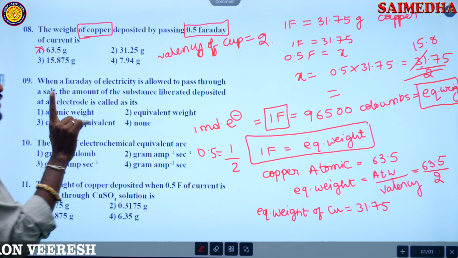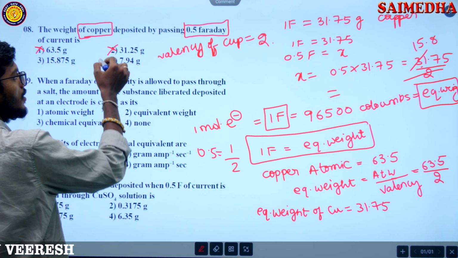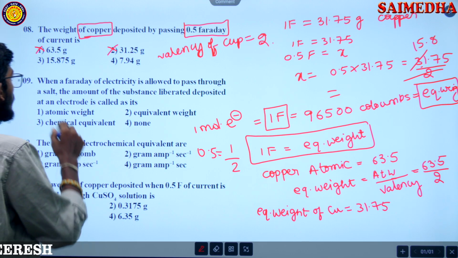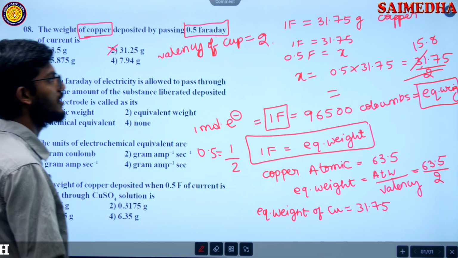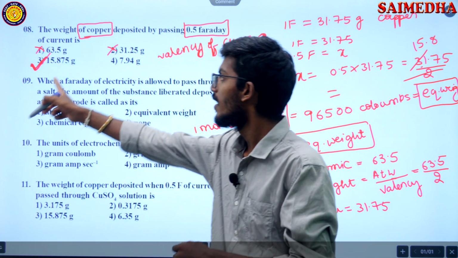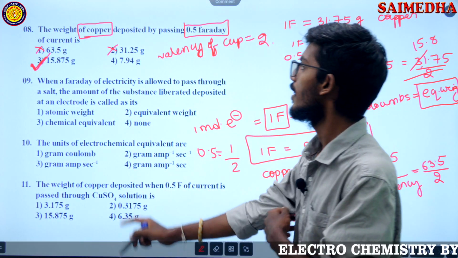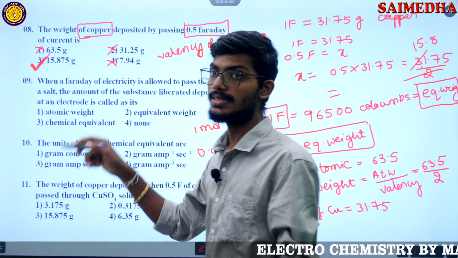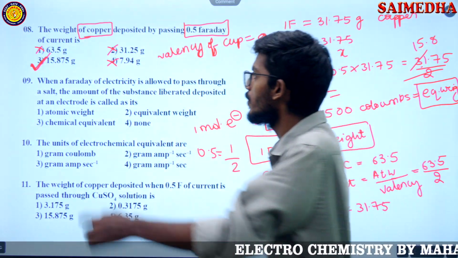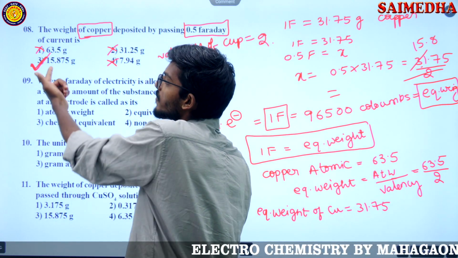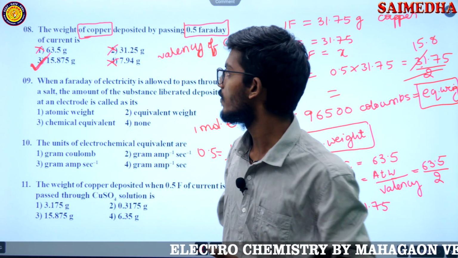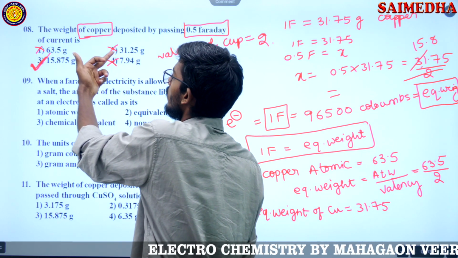So 63.5 is the atomic weight. This is by passing 1 Faraday. This is by passing 0.5 Faraday, which will give you 15.875, and 7.94 is by passing 0.25 Faraday. So 0.5 Faraday will give you 15.875, and 1 Faraday will give you 31.75.